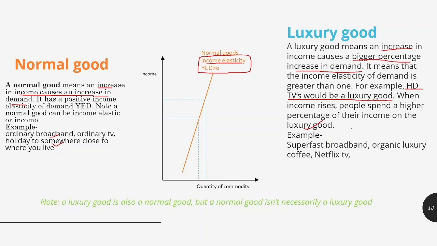मतलब पहले मेरा इनकम 50,000 था और 10,000 की टीवी ले रहे थे, but now my income has increased to 2 lakh rupees and now I'm buying 1 lakh TV. So here we can see it is consuming more of your income, right? Now for example comes super fast broadband, organic luxury coffee, then Netflix, etc. are examples of luxury goods. Now you can see the demand curve is somewhat flat and the elasticity is greater than 1.